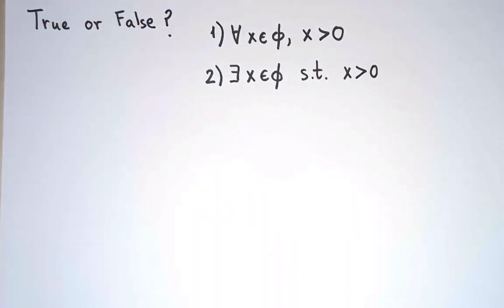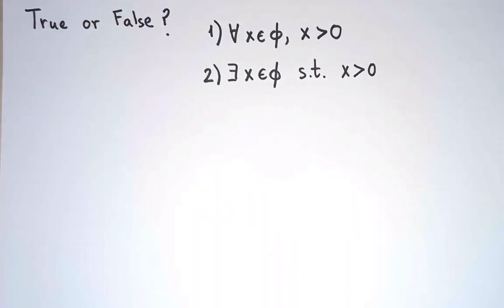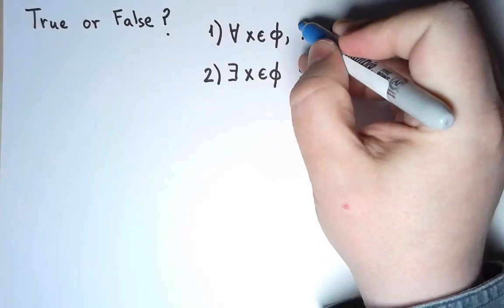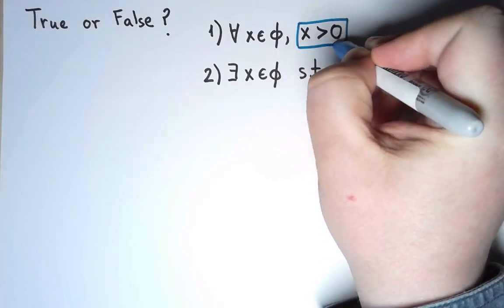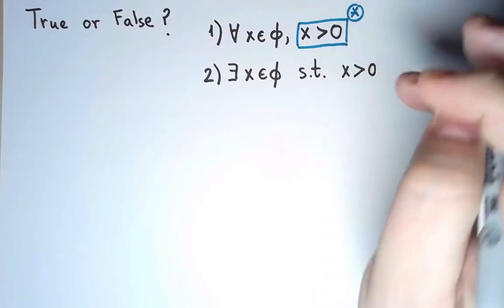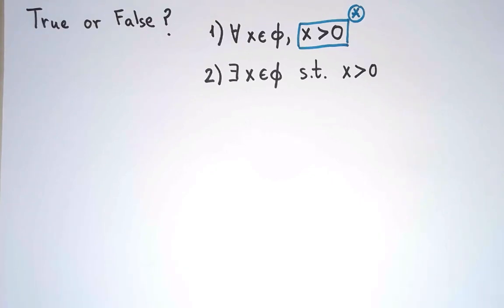So let's try to do that with the empty set that has no elements. I'm going to refer to this part here, x greater than 0, as star, and I'll explain why in a moment. And let's see what I have learned.